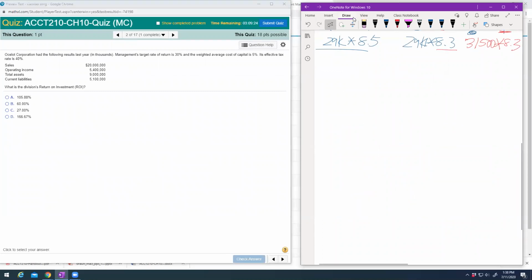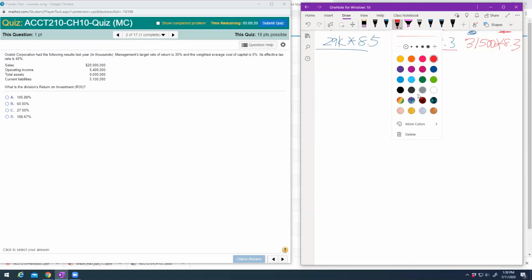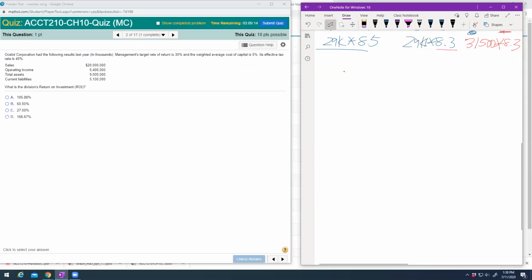ROI. Let's look at some examples together. What color should I use? I use a purple one. Sorry. Okay, I use the purple one. So this is multiple choice, asking about ROI.